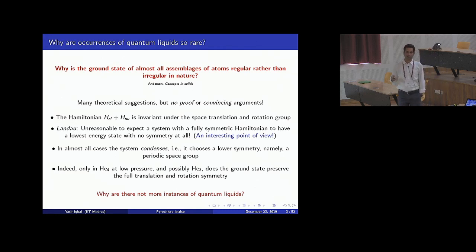Indeed, it's quite rare to find systems in which the ground state preserves the full symmetry of the parent Hamiltonian. It could be only helium-4 at low pressure and possibly helium-3. So the question then arises: why are there not more instances of quantum liquids? This leads us to the question: what are the key ingredients that one would need to put into a system so as to prevent or escape symmetry breaking at low temperatures?